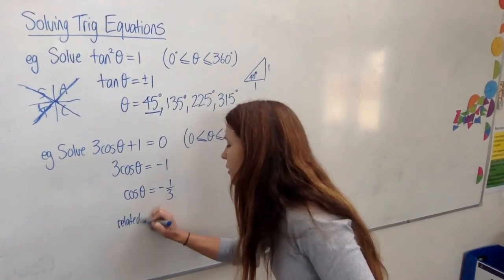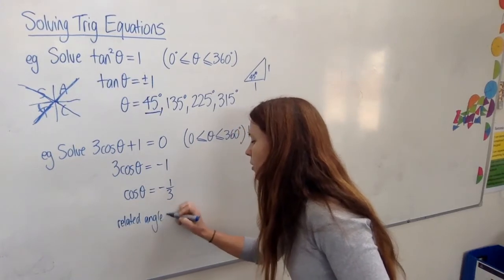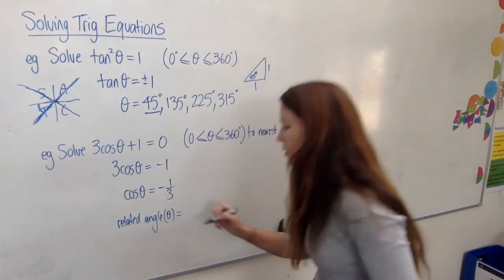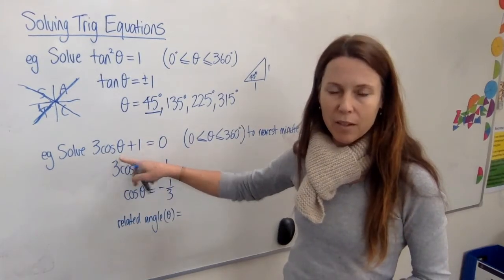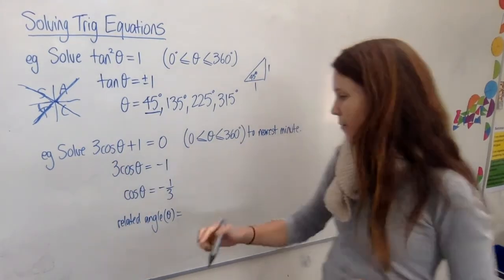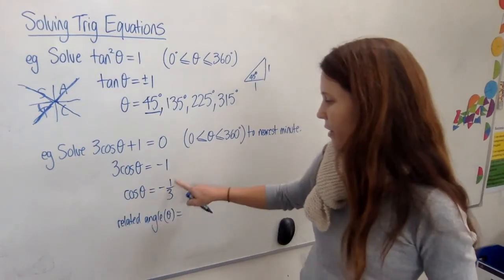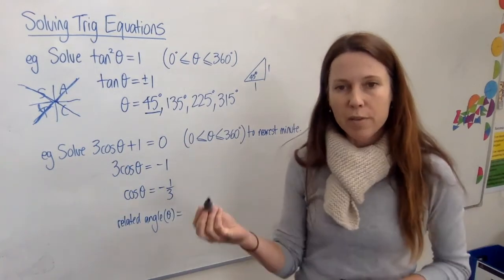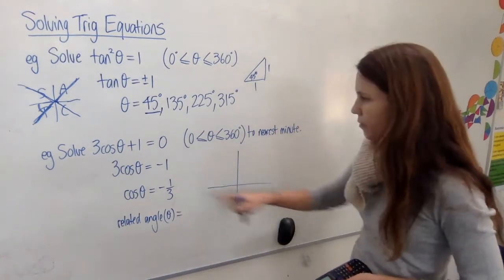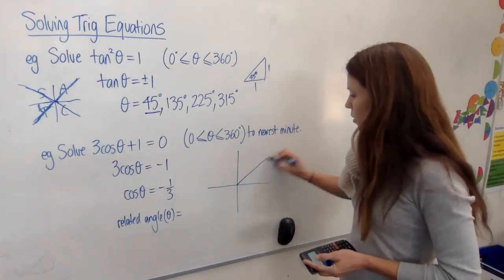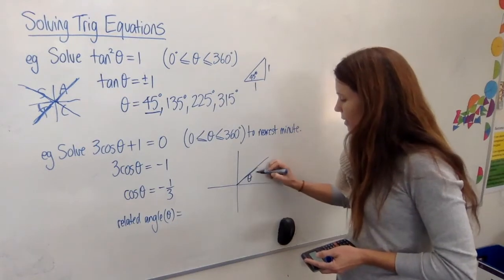The related angle, theta, is. Now, I'm writing the related angle because that's not going to be my whole answer. I just want to find out what the acute angle is that has got the cos of it a third. Now, why a third instead of minus a third? Well, we want to figure out for this theta what its related acute angle is.